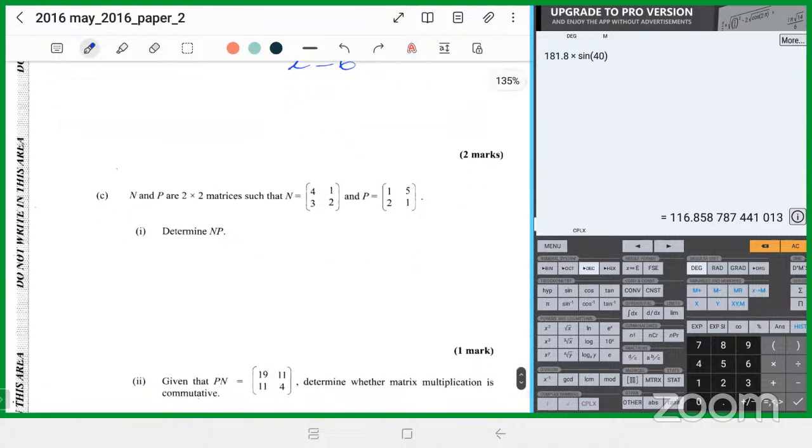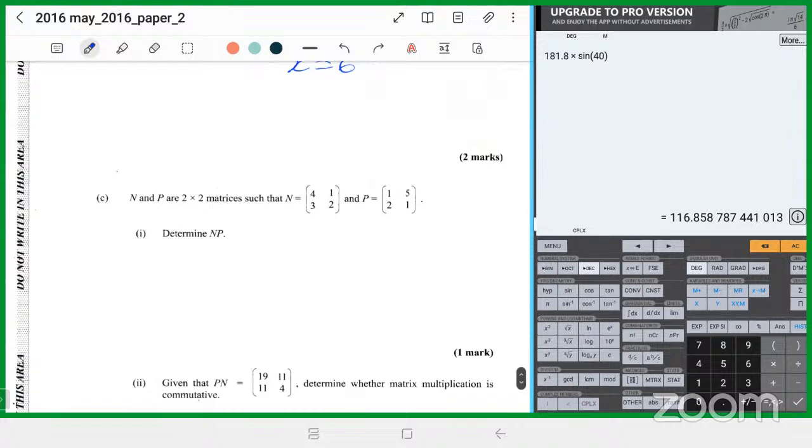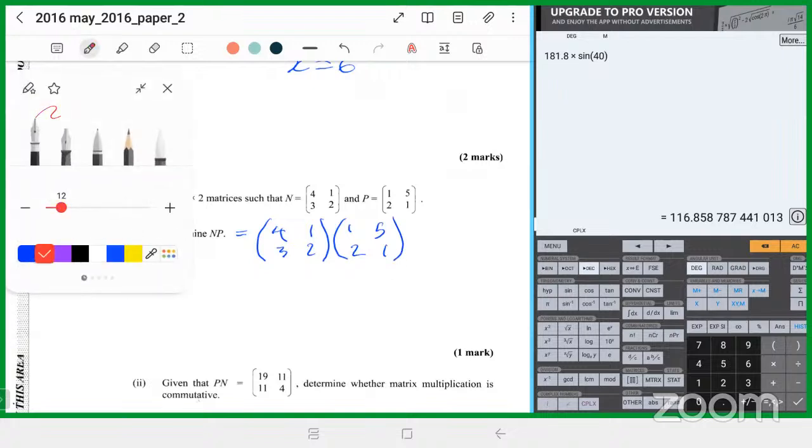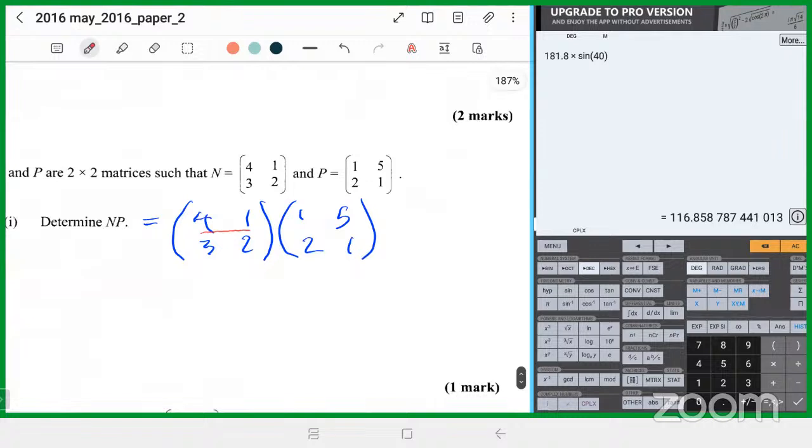This one says N and P are 2 by 2 matrices. See them here? They want us to multiply them. So they set them up and multiply them. Because remember, you have to multiply the rows of the first matrix by the columns of the second matrix. Let's write them out: 4, 1, 3, 2 times 1, 1, 5, 2, 1. Again, they don't give a lot of space to work. Let's zoom it up. Remember, using the rows of the first matrix with the columns of the second matrix.